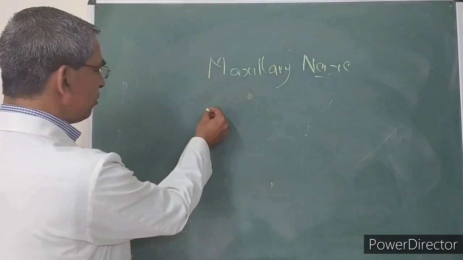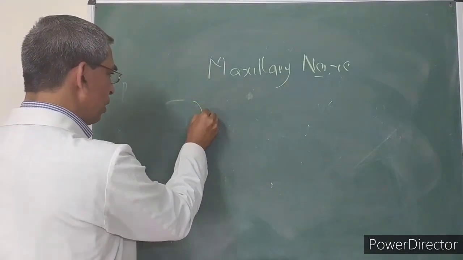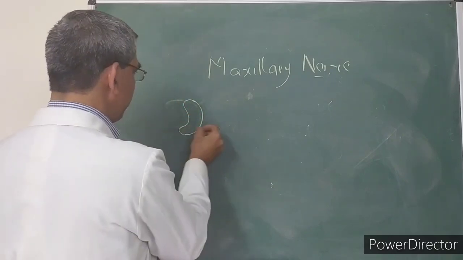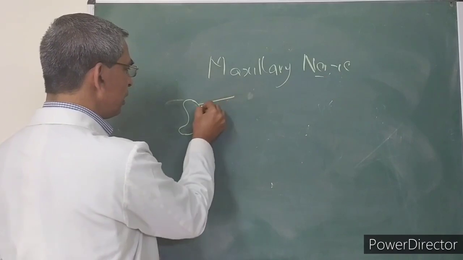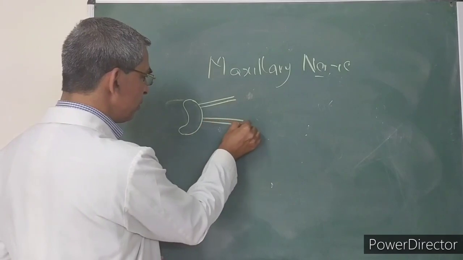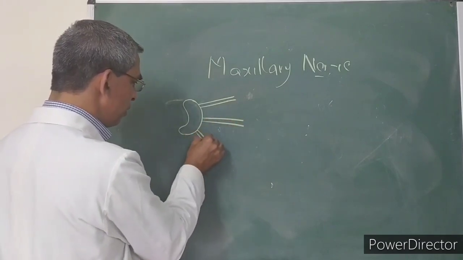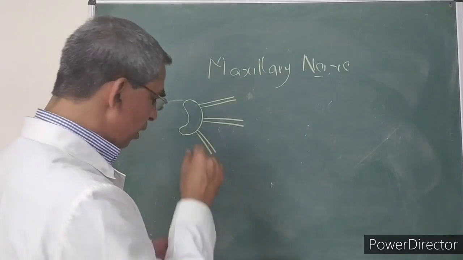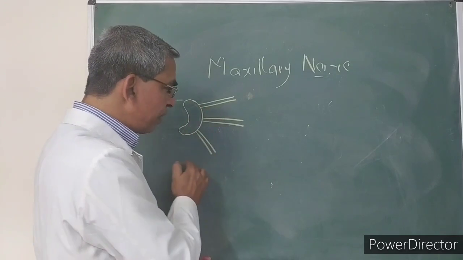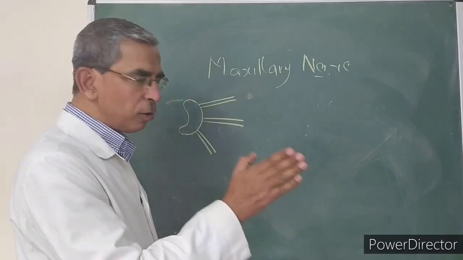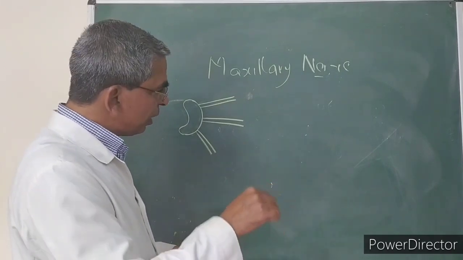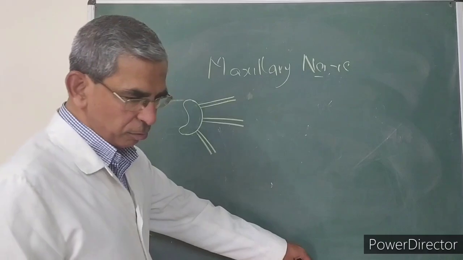This maxillary nerve starts from the trigeminal ganglia. From the anterior side of the trigeminal ganglia come three nerves. One is the ophthalmic nerve, this is the maxillary nerve, and this is the mandibular nerve. Now this maxillary nerve, after arising from the anterior convex surface of the trigeminal ganglia, passes through the lateral wall of the cavernous sinus, runs anteriorly, and then enters into the foramen rotundum.